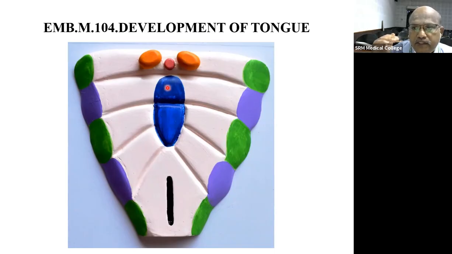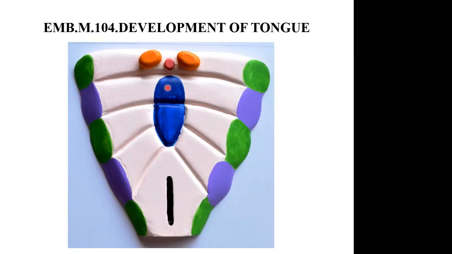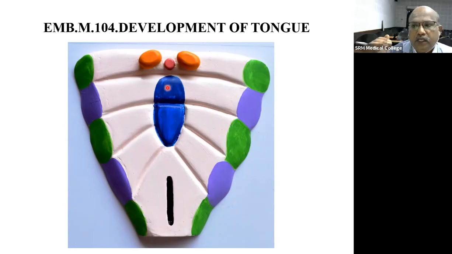Your tongue muscles are derived from occipital somites. Very good. Occipital myotome or occipital somites. Next, remaining fibrous tissue is derived from mesoderm. Then only your answer will be complete.